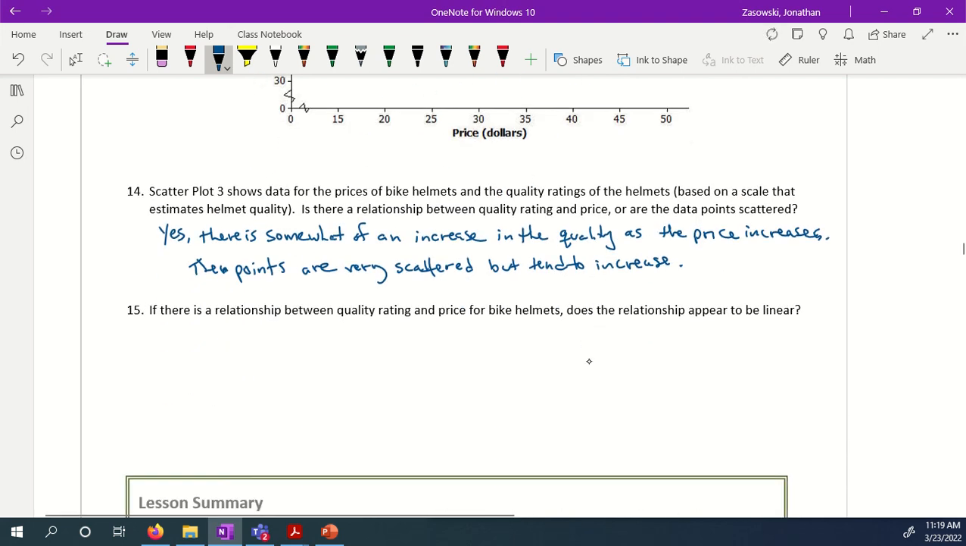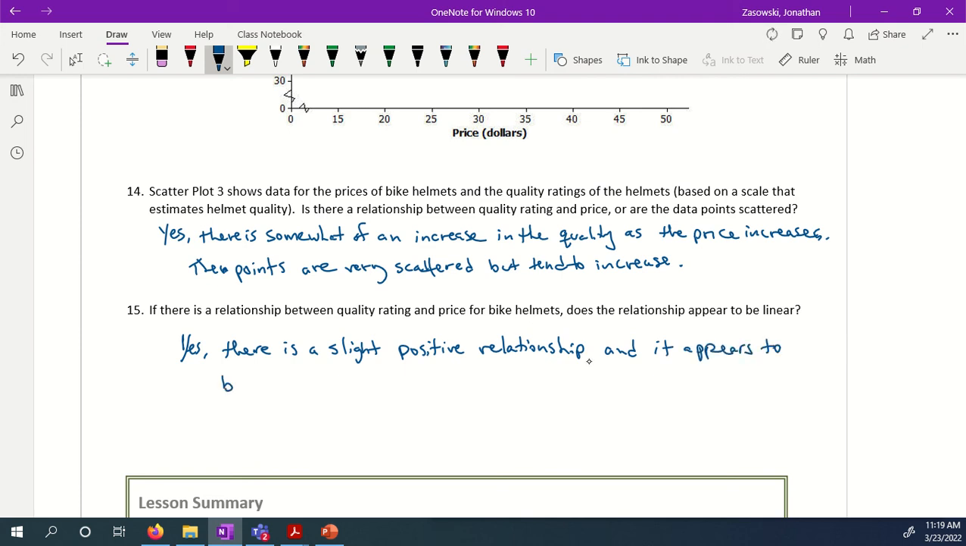Okay, and does it appear to be linear? We would say yes, there is a slight relationship, positive. You could say positive. And it appears to be linear. Okay.